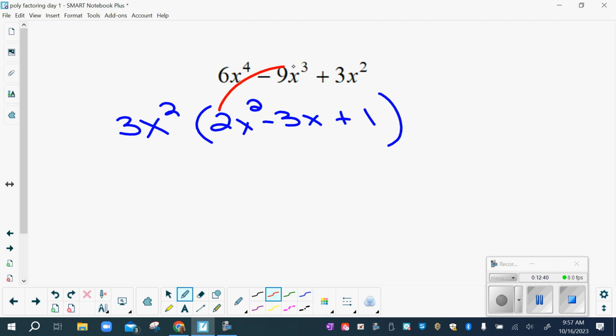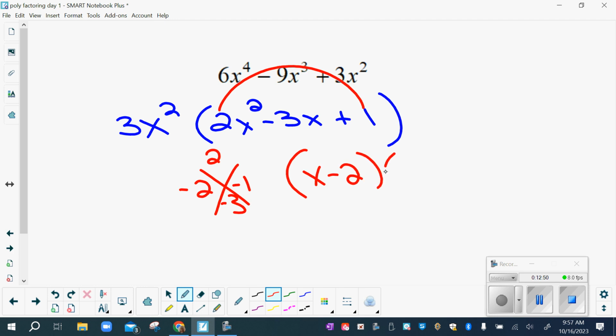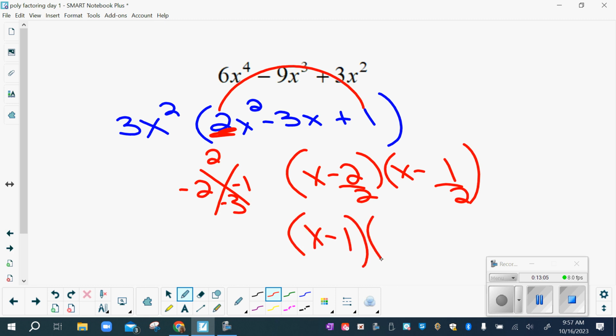For my friends who like this goofy Mrs. Tarantino way, factors of 2 that make -3, it's going to be -2 and -1. X minus 2, X minus 1. Don't forget, I got to use that 2 times. Boom, boom. So here's what I get. X minus 1. If you like X minus 1/2, that's an okay answer.